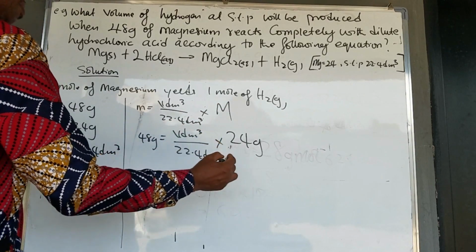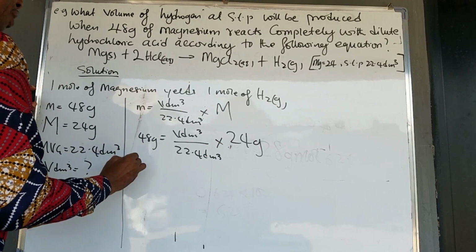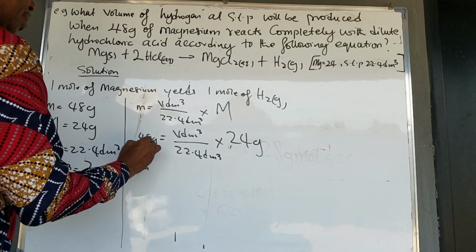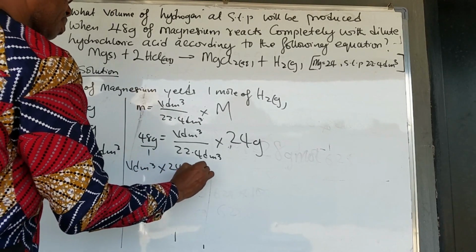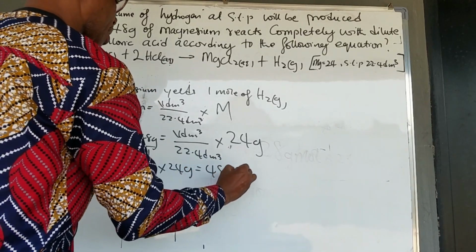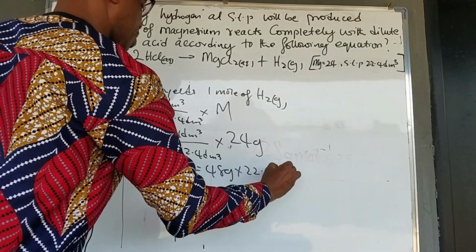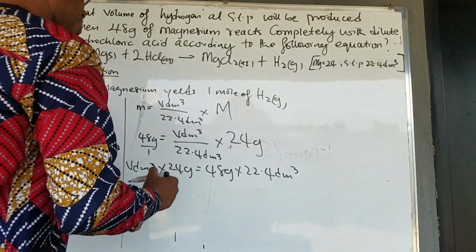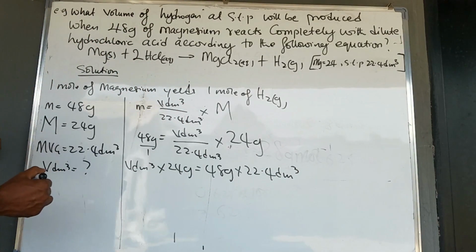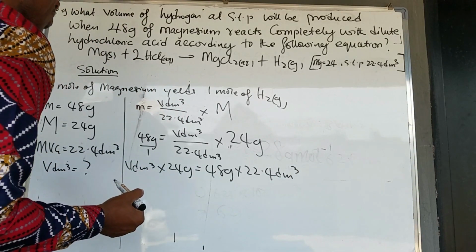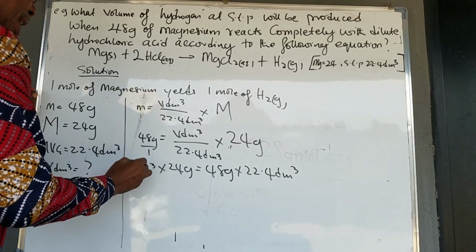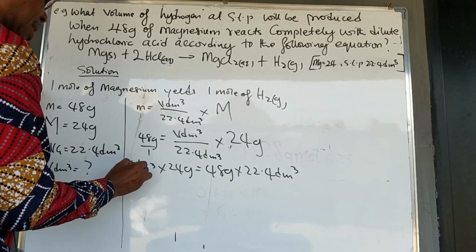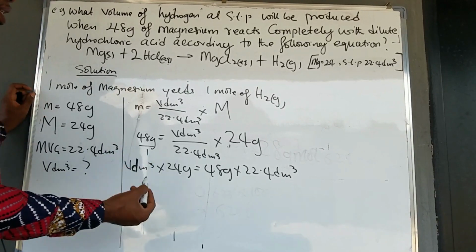So if I cross multiply this, it's going to give me V dm³ times 24 gram is equal to 48 gram times 22.4 dm³. And you see, this is too fast. Even when you're solving your JAMB questions or UTME questions or any CBT question, you need to be fast. And these formulas, they are magic formulas that make things very easy for chemistry students.